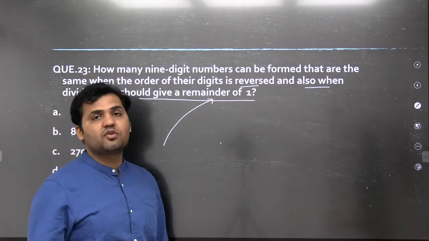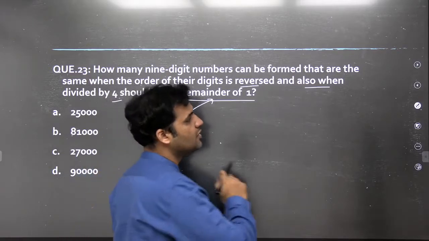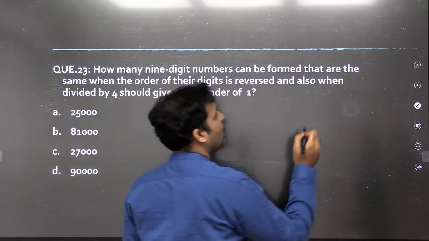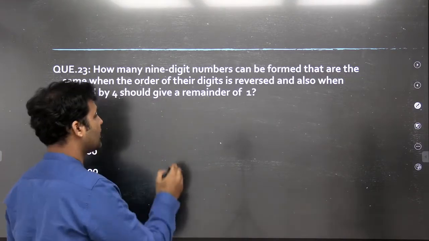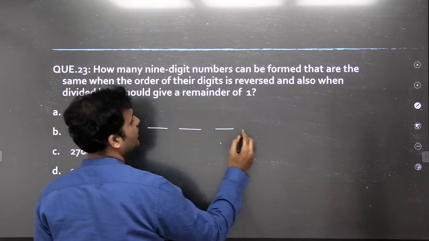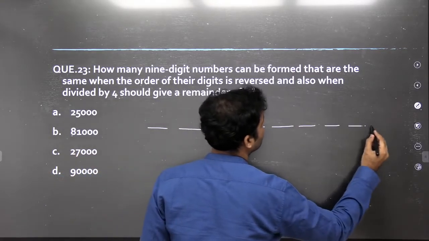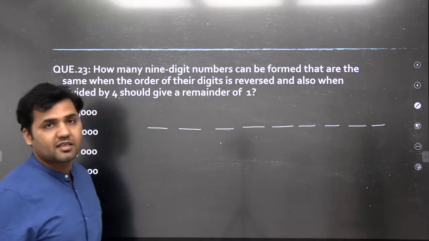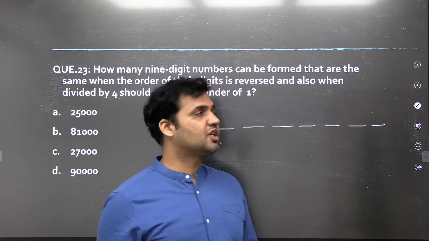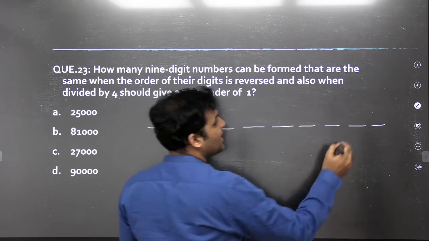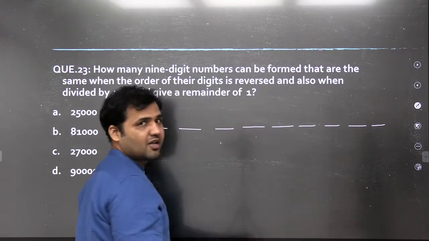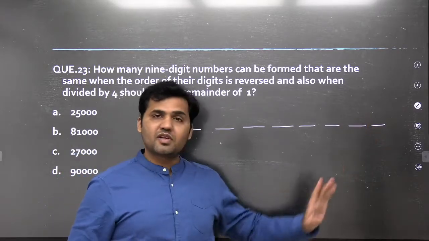So here you have to use the concept of the divisibility rule of 4. Tell me guys, which number will give you a remainder of 1 when divided by 4? The rule of divisibility for 4, right? It's a 9-digit number, 1, 2, 3, 4, 5, 6, 7, 8, 9. If I want to check the divisibility for 4, I have to look at the last 2-digit number only. If the last 2-digit number when divided by 4 gives a remainder of 1, the complete number will give a remainder of 1.